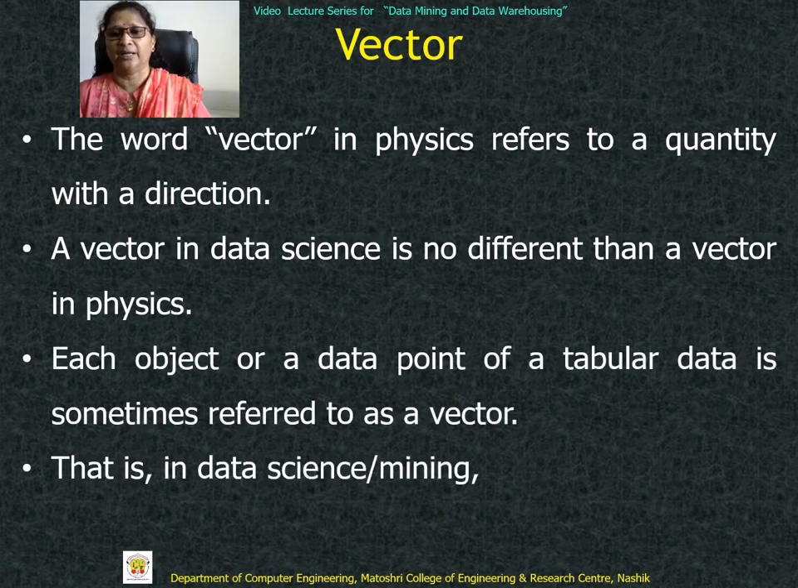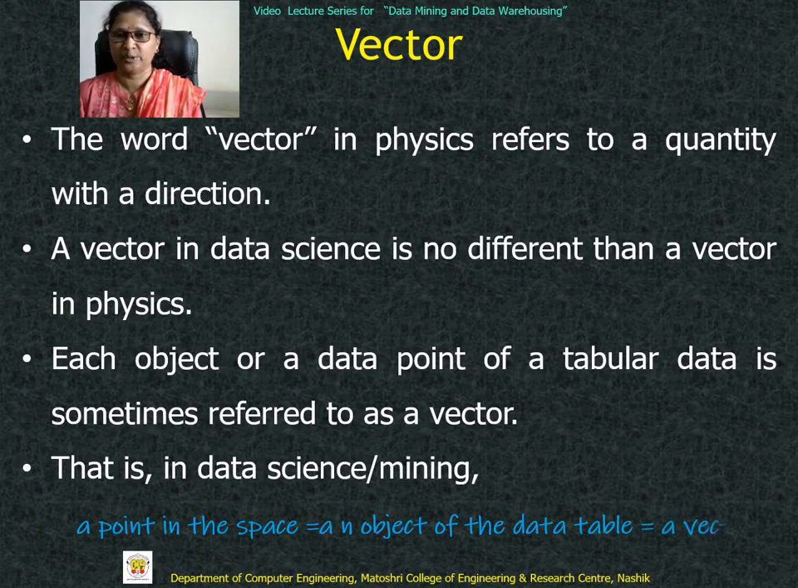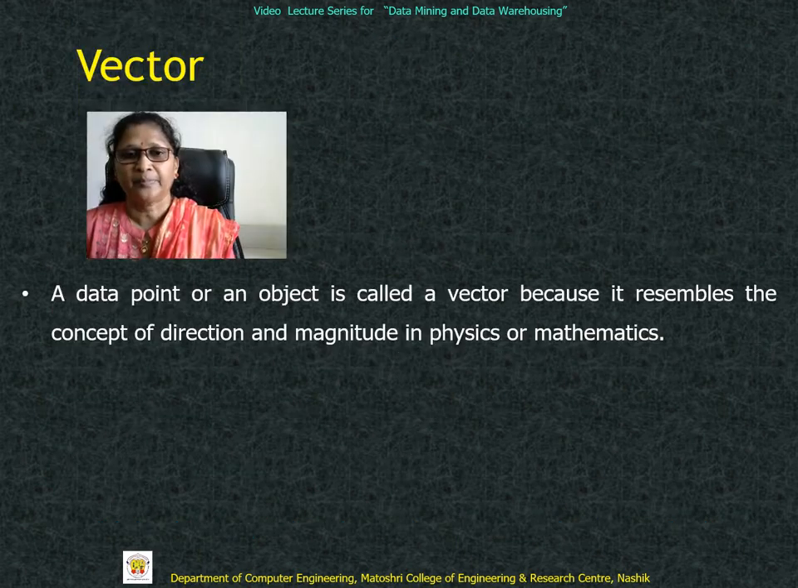Each object or data point of tabular data is sometimes referred to as a vector. Do note that we are using similar terminology in data mining. So each object or data point which we just learned about in tabular data is sometimes referred to as a vector, and it means, in data science or data mining, a point in a space. Space here is with respect to the data set. A point in a space is nothing but an object of the data, that is, we are referring to a vector now. So a vector is a data point or object.